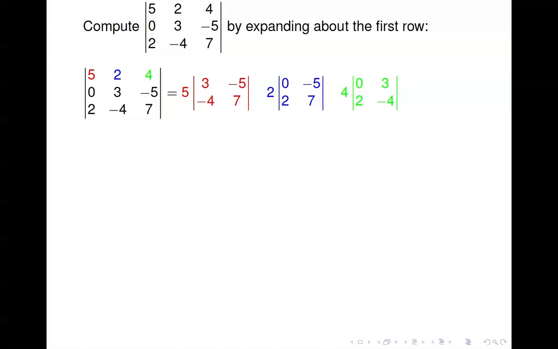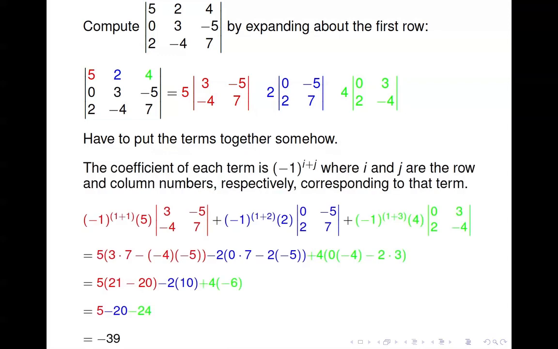That's because there's a method for combining the terms. We have to put them together somehow. Basically, you apply a coefficient to each term, which is -1 to the i plus j, where i and j are the row and column indices corresponding to that term. So if we look back up, the 5 came from row 1, column 1. So the coefficient that we put in front of that term is -1 to the 1 plus 1, because 5 came from row 1, column 1.